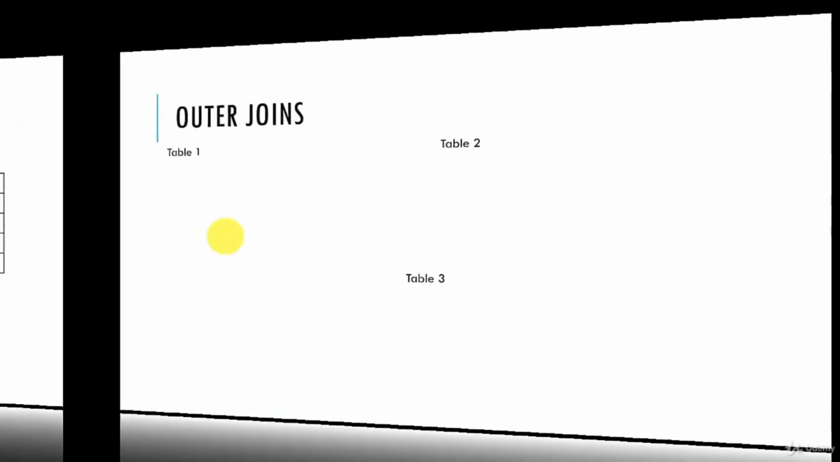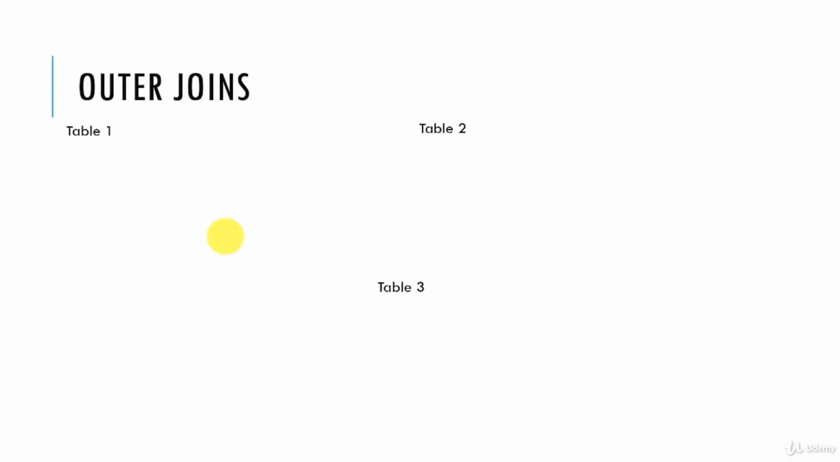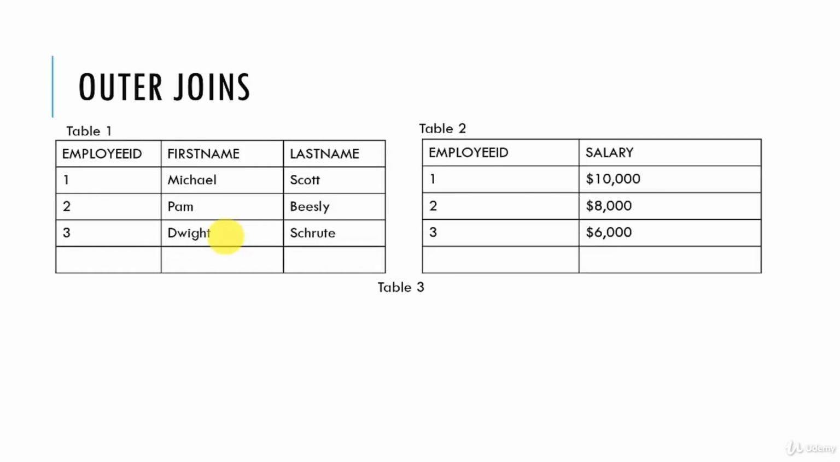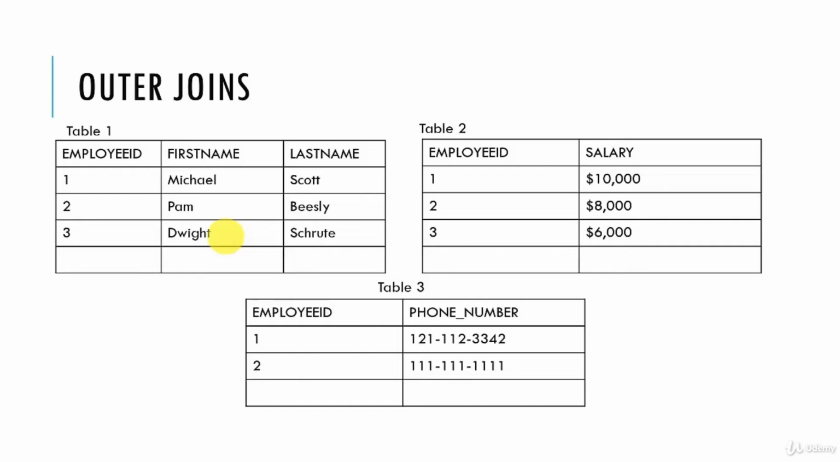Okay, let's look at outer joins. Let's consider a table which has employee ID, first name, and last name. Let's look at another table which again has an employee ID and the salary. This is pretty much the same scenario that we discussed in the previous slide, but here we are taking a very slightly different approach. We are going to introduce a new concept called outer joins.